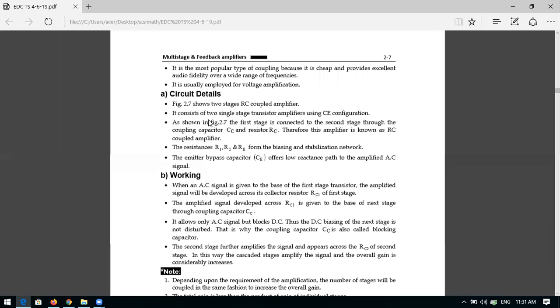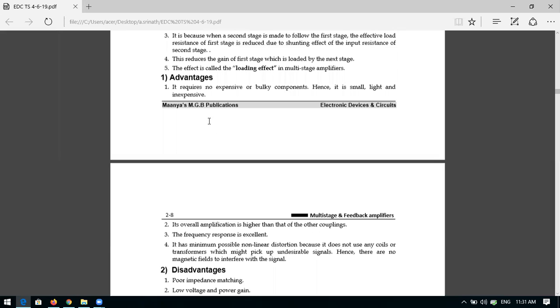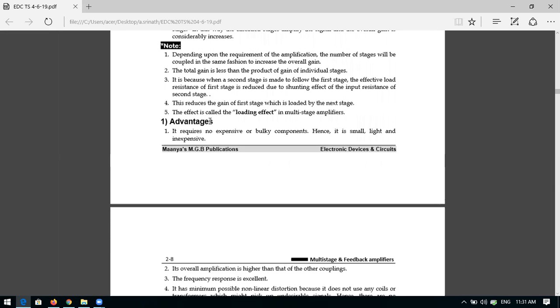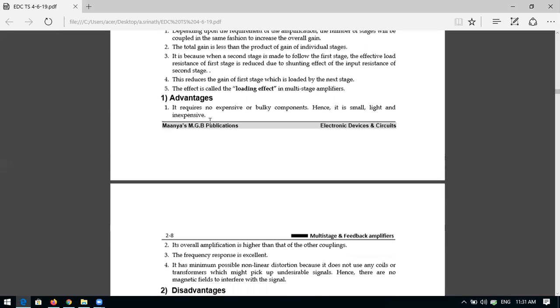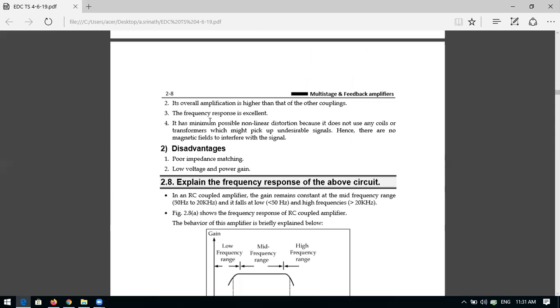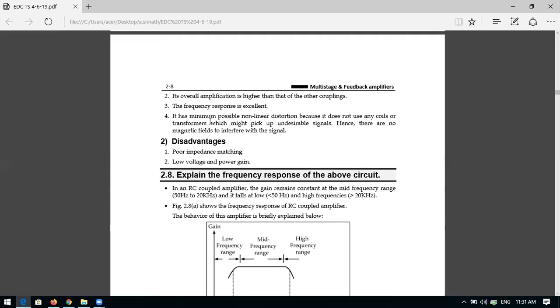Okay, so what are the advantages? It is not expensive. Why? Because only resistors and capacitors are present, and no bulky elements are present. That is the reason it is small, light and inexpensive. This is the first advantage of the two-stage RC coupled amplifier. The second advantage is that its overall amplification is higher than that of the other couplings. In the next sessions, we will also see a number of other types of configurations.